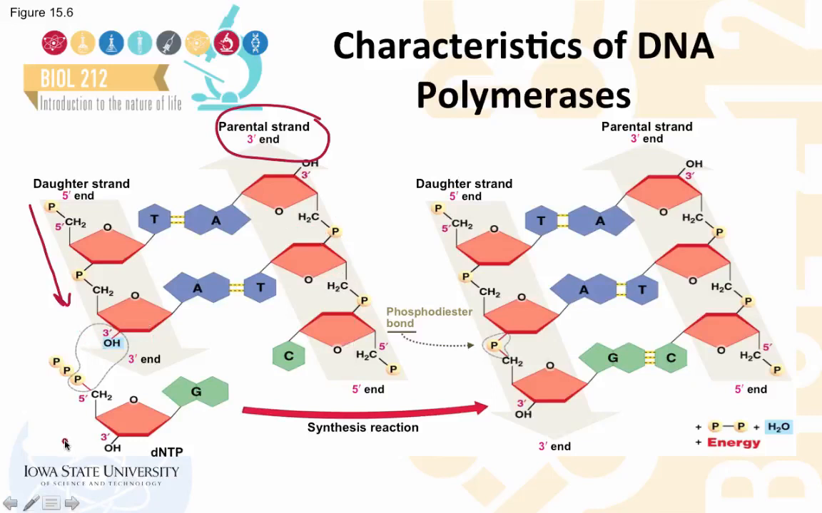It adds deoxyribonucleotides to the 3' hydroxyl group of a growing polynucleotide chain to form phosphodiester bonds between adjacent nucleotides, which is indicated here. This leads to the release of a diphosphate, a water molecule, and energy, which is stored within phosphate bonds. Therefore, this reaction is considered to be exergonic, meaning that it releases or gives out energy.